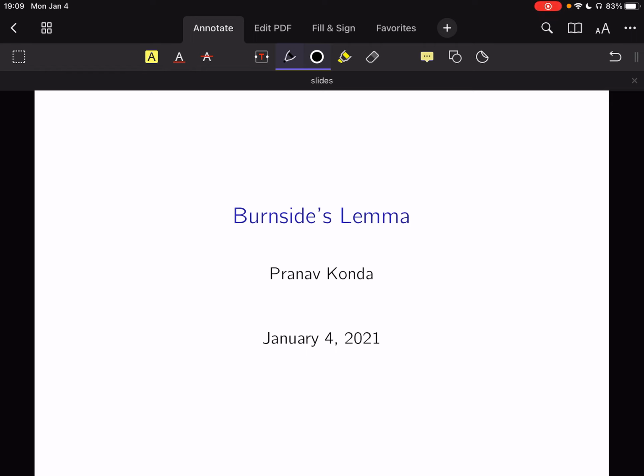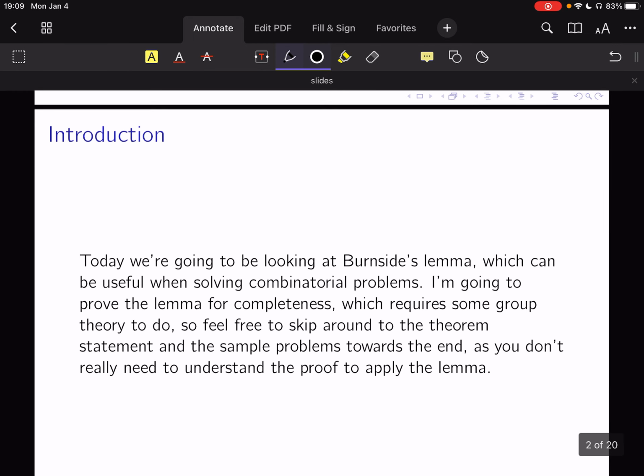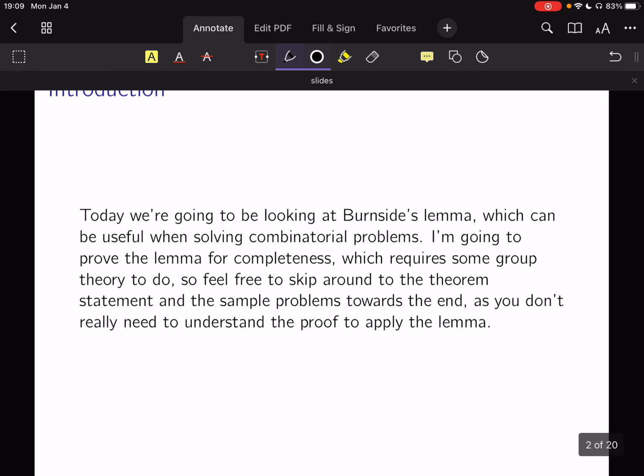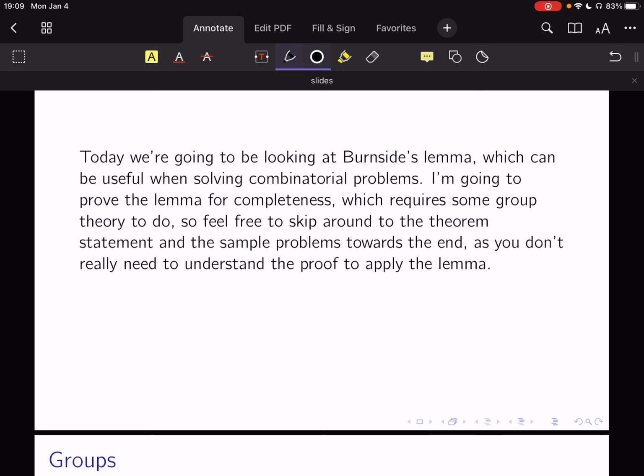Hey everyone, it's Pranav, and today we're going to be looking at Burnside's lemma. Burnside's lemma can be useful when solving combinatorics problems, and I'm going to prove the lemma for completeness, which does require us to go over some group theory first.